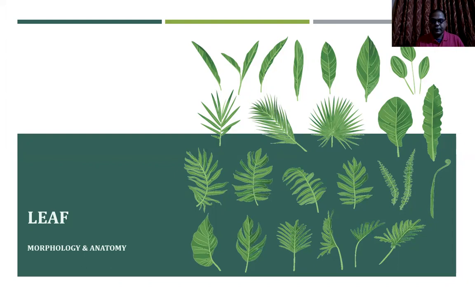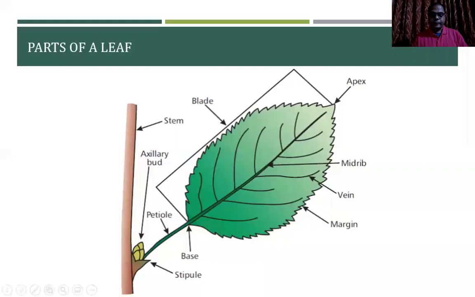So let's start with the overall structure of the leaf. To define a leaf, a leaf is a wide, flat, green vegetative part of the plant which originates from the nodes and helps in photosynthesis. So if you see the entire structure of the leaf, it is basically what we call the phyllopodium. This entire structure is what we call the phyllopodium.